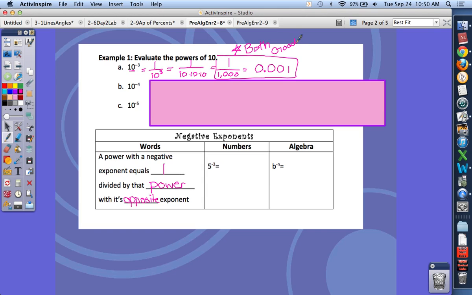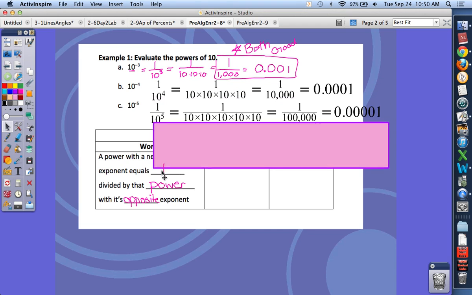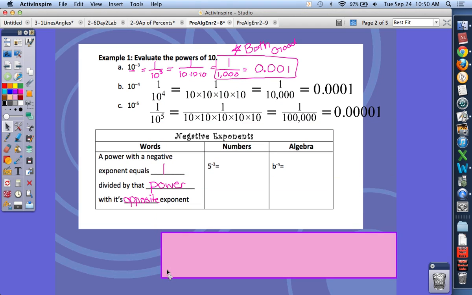Now I want you to pause the video and try these next two. Follow the same process that I did on A, and then press play when you're done to see what you got. So pause the video now. Okay, so you've tried B and C. Hopefully your work looks something like this.